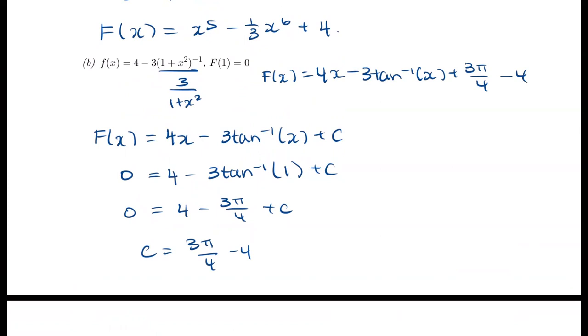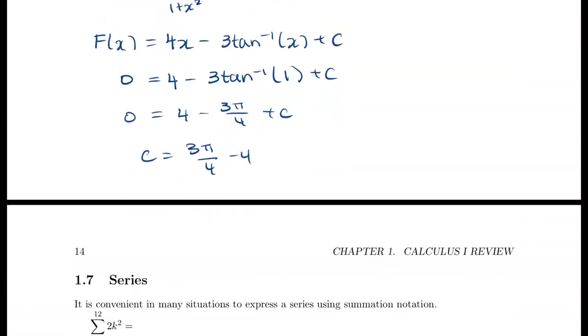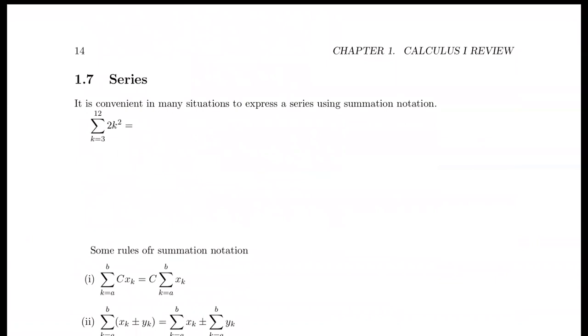And on to the last section, where we'll actually be talking about series and summations. Okay, so if you have a series of terms, it's usually convenient to write it using summation notation. All right, so let's have a look at a quick example. Say we have the sum from k equals 3 to 12 of 2 times k squared. So we're always going to increase by 1, starting from 3, until you reach k equals 12.